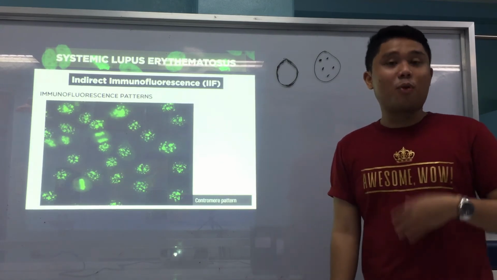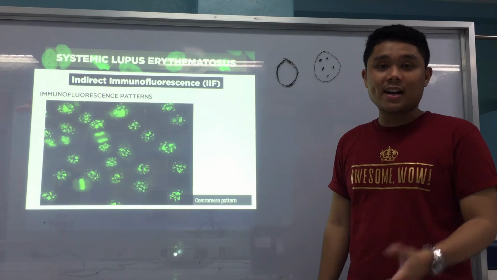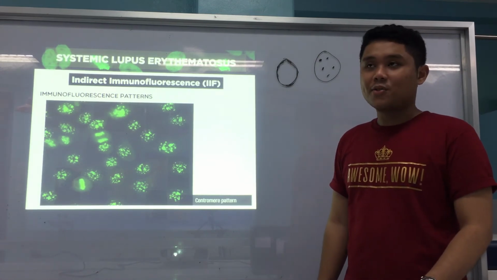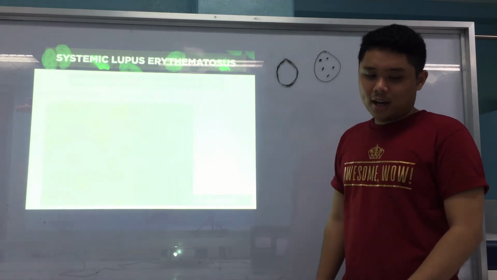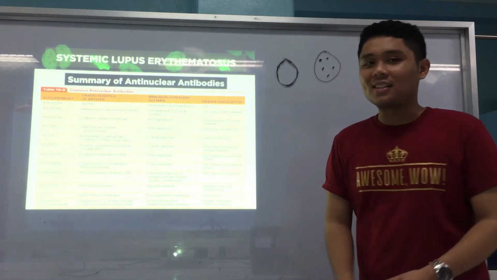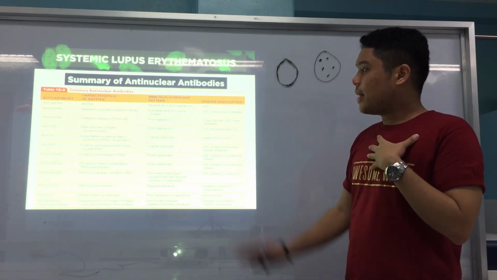Okay, so that's for your IIF. Again, the most widely used test is your FANA, fluorescent anti-nuclear antibody test. Now aside from FANA, there is a summary of anti-nuclear antibodies. These are the anti-nuclear antibodies and their characteristic staining and their characteristics.